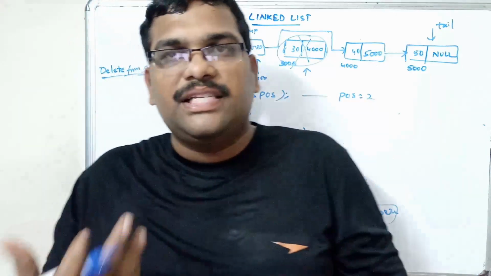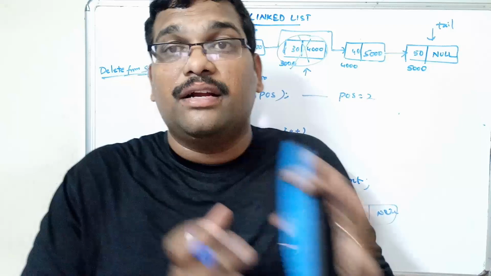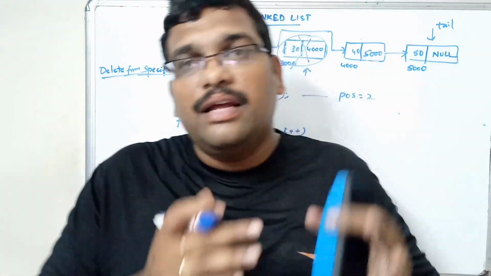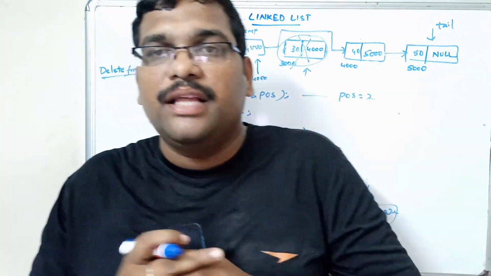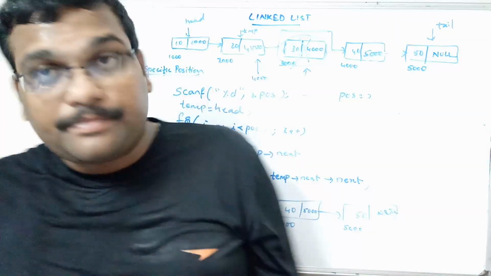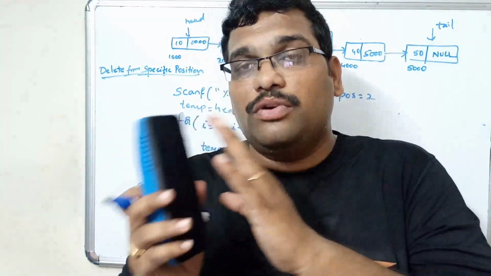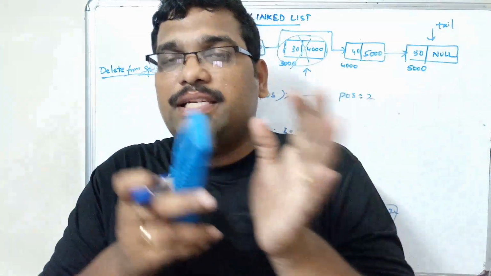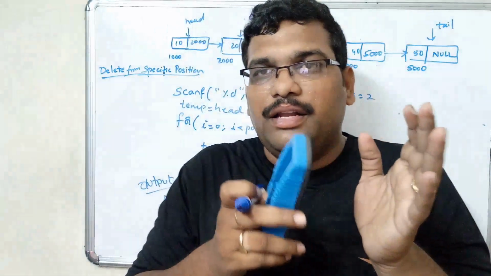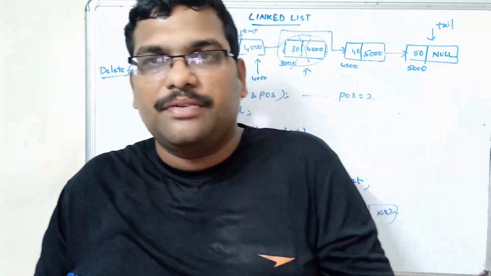In the next session we will see reverse and count: how to reverse the linked list and how to count the number of nodes present in the linked list, right? So we'll stop here. In this session we have seen the deletion operation, how to delete an element from the linked list at the beginning, from the ending, and from a specific position, right?